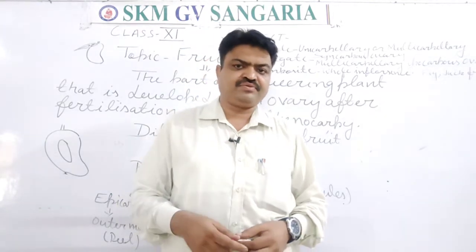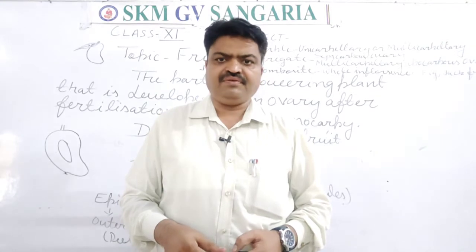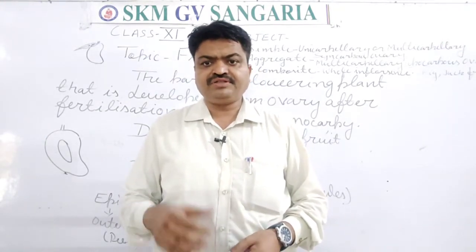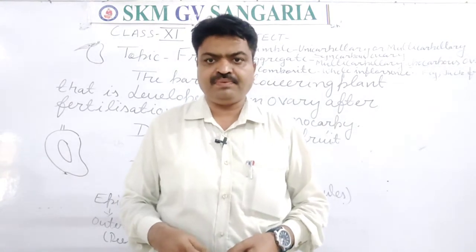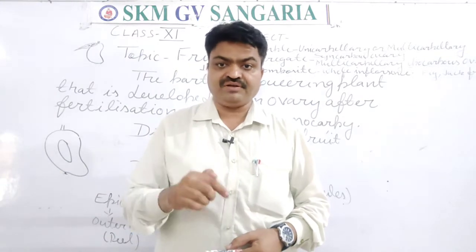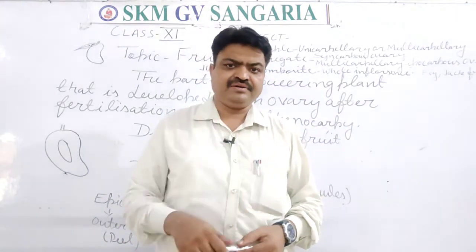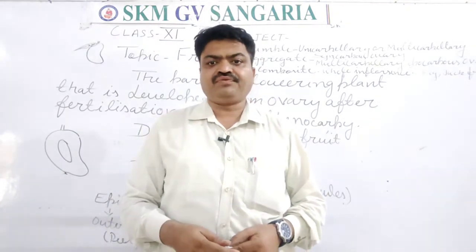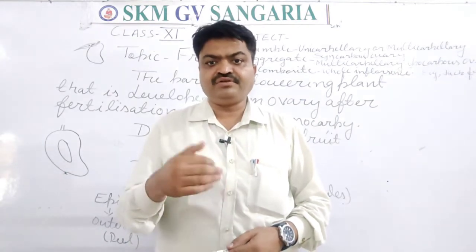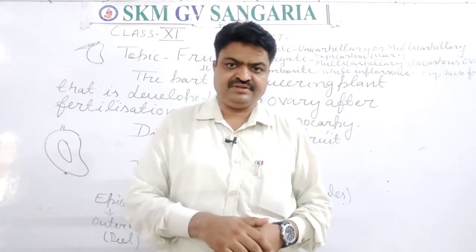In our previous segment, students, we discussed the structure of a flower. Today we will discuss the structure and the types of fruit. Fruit is an important part of the flowering plant, students. It means we get the fruit from the flower, or the flowers develop into fruit. And which part generally develops into the fruit? It is the ovary. The ovary of the gynoecium develops into fruit after fertilization.